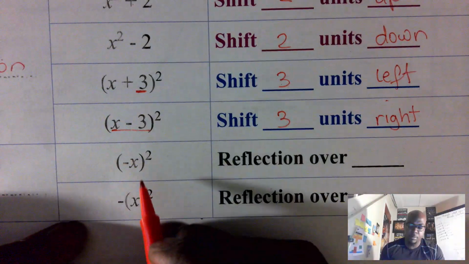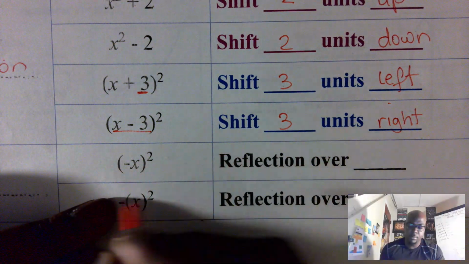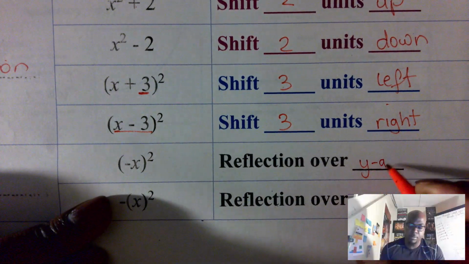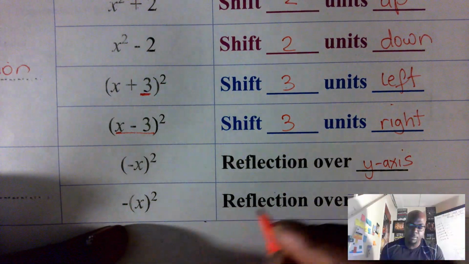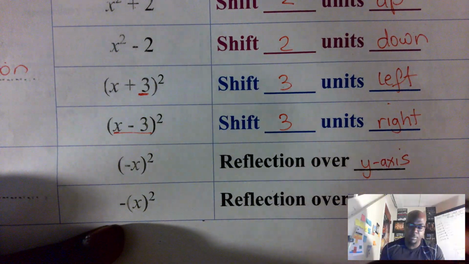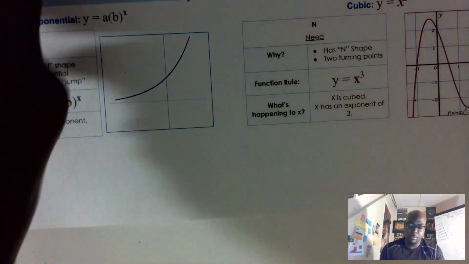All right, so these two are the easy ones. Remember, if you have f of negative x, it's just going to reflect over what? Your y-axis. And if you have negative f of x, you're just going to reflect over your what? Your x-axis. All right, so now let's go ahead and look at a few examples.